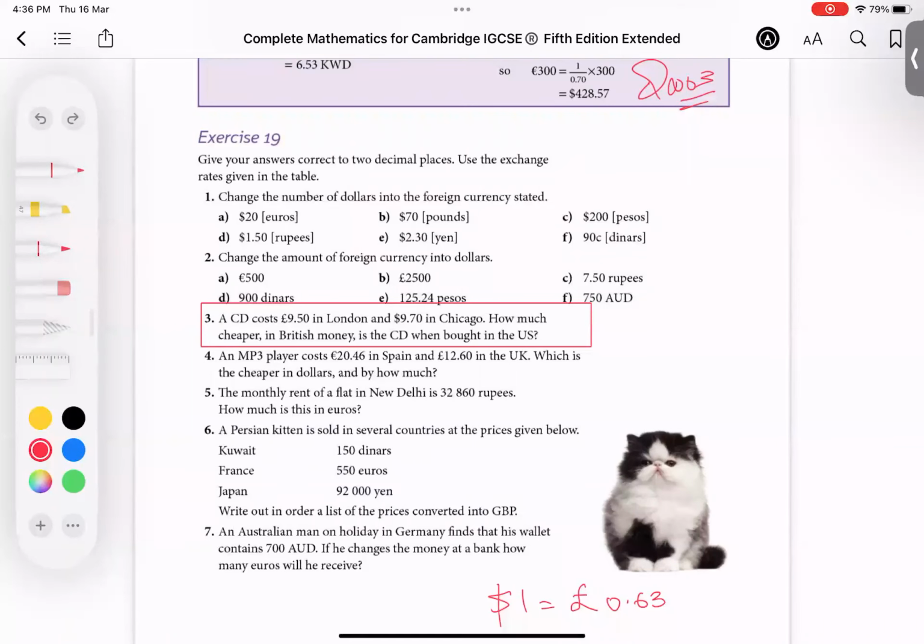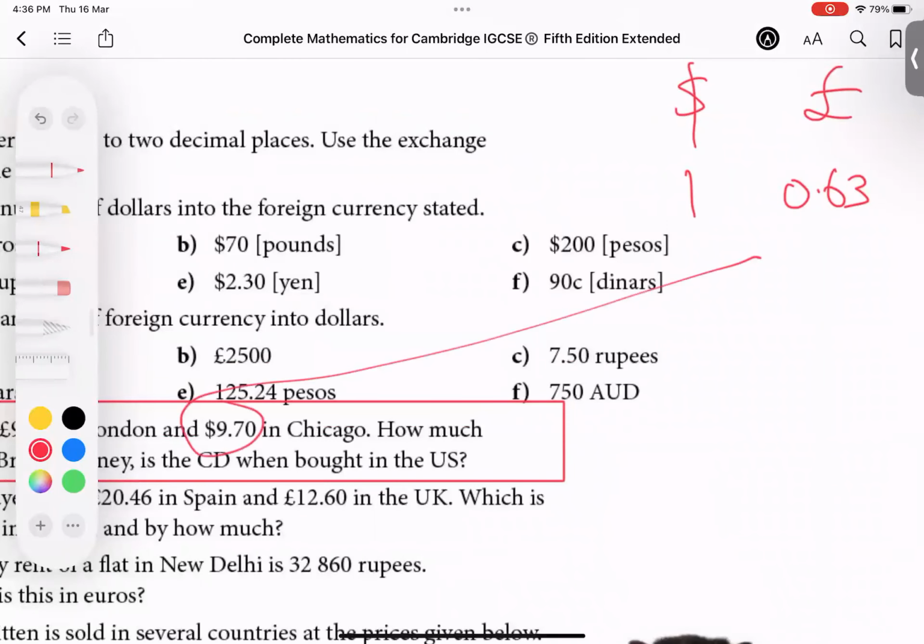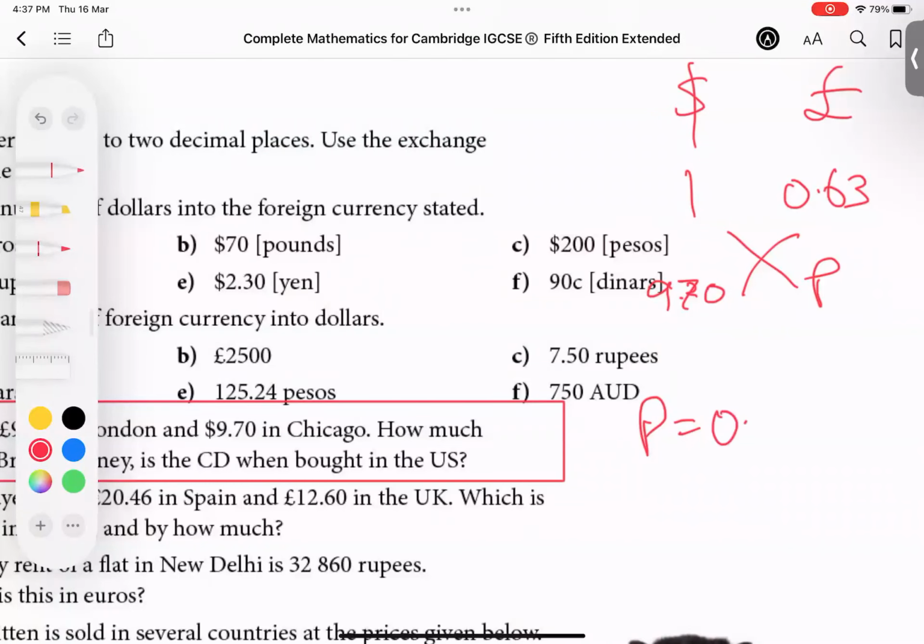So first of all, as I said, I need to convert dollars into pounds. So I'm writing two titles, dollar and pound. And you know it very well, $1 equals 0.63 pound. And now I can see this many dollars, how many pounds? 9.70. P for pound, I just converted. So P is equal to 0.63 times 9.70. And I'm typing 0.63 into 9.70.